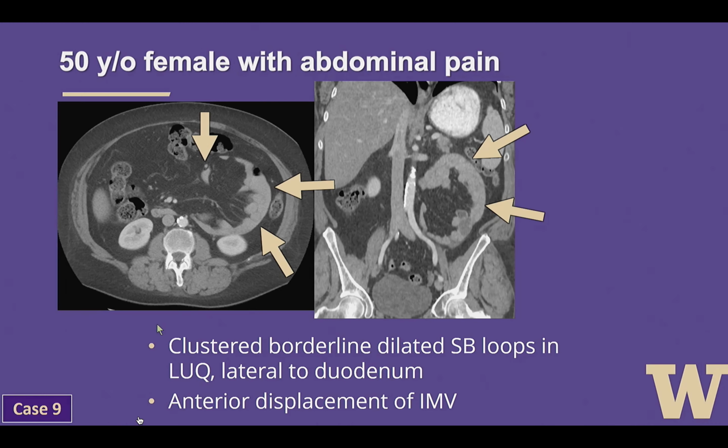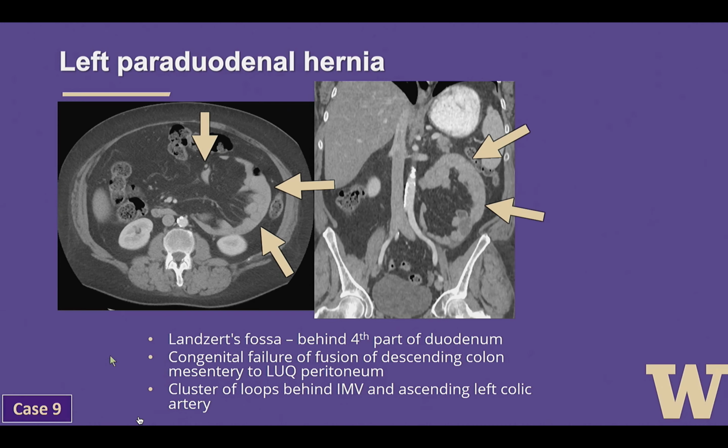So in this woman, you can see that there's clustered, borderline dilated loops of small bowel that are lateral to the duodenum with anterior displacement of the inferior mesenteric vein, which is indicated by the arrow here. So this was a left paraduodenal hernia, which is herniation of bowel into Landzert's fossa, which is a potential space behind the fourth part of the duodenum, and a congenital failure of fusion of the descending colonic mesentery to the left upper quadrant peritoneum. The clue here on imaging is that you have clustered loops of bowel that are behind the IMV and the ascending left colic artery.